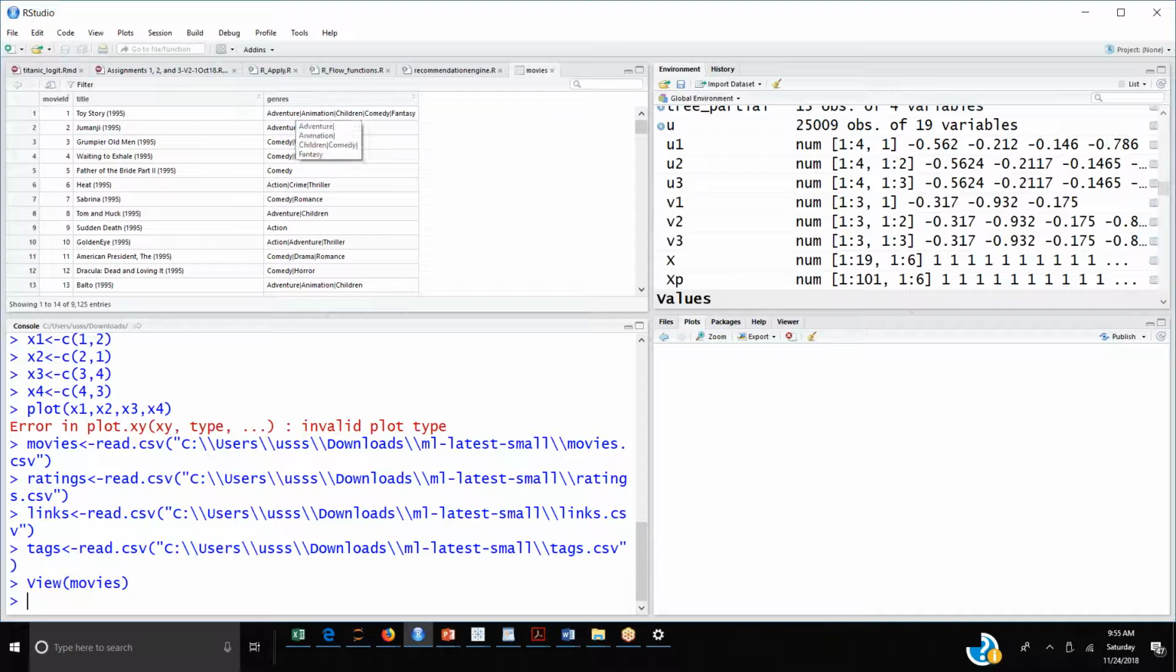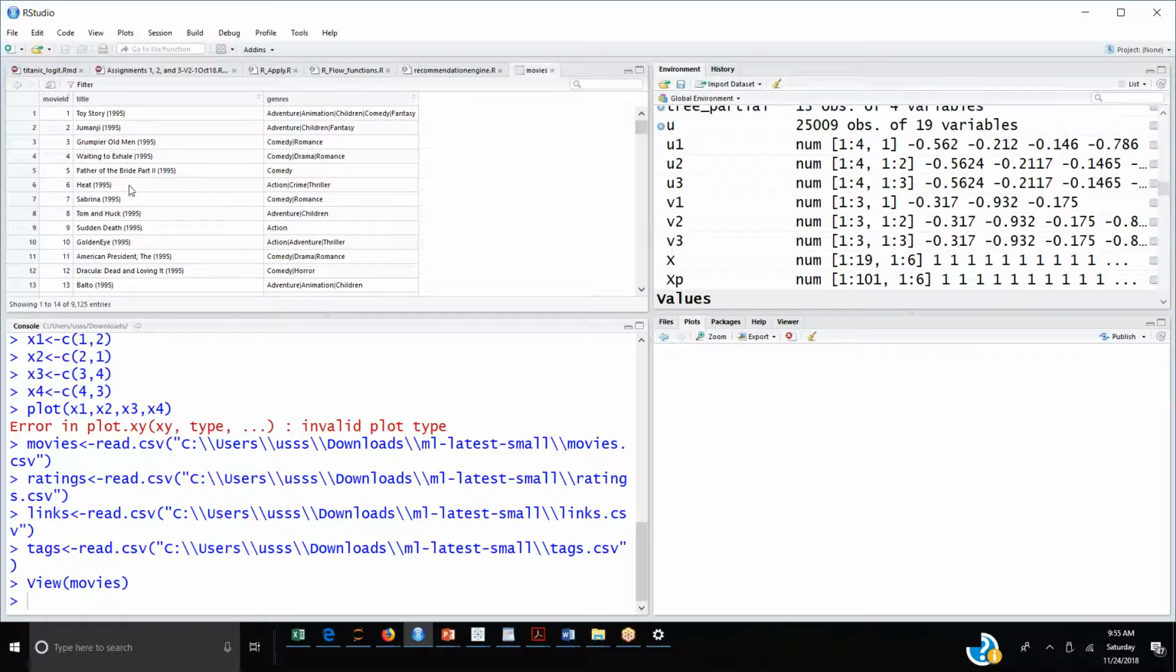Toy Story, 1995. Genre is adventure, animation, children, comedy, and fantasy. Movie 2 is Jumanji. I don't know whether you have seen Jumanji. I have seen that. It's a fun movie. It's a kids movie. Children, adventure, fantasy movie. Okay. Grumpier Old Men. I haven't seen it, but it's a comedy and romance. Romance means usually not a crime movie. Not necessarily, it can be other types of romance also. But comedy means comedy, that means no crying.